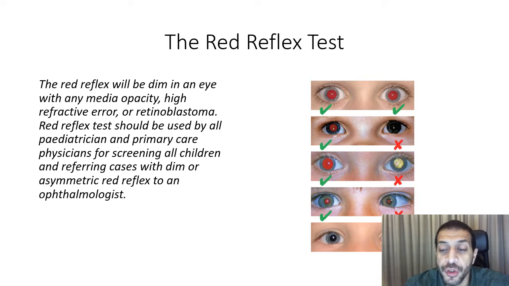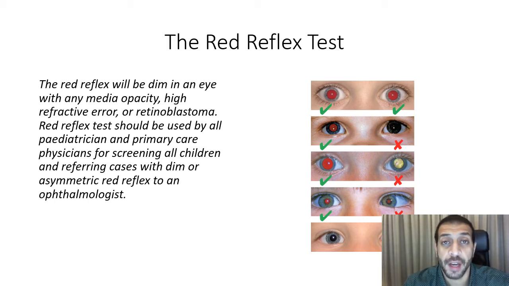The second image, there is an X on the left eye, as you can see, because the red reflex is absent. It's black. It's a dim red reflex. It can be dim or it can be completely absent. And in both situations, that means there is either a media opacity or a refractive error. The third image, this yellowish reflex, is a sign of retinoblastoma or retinal detachment.